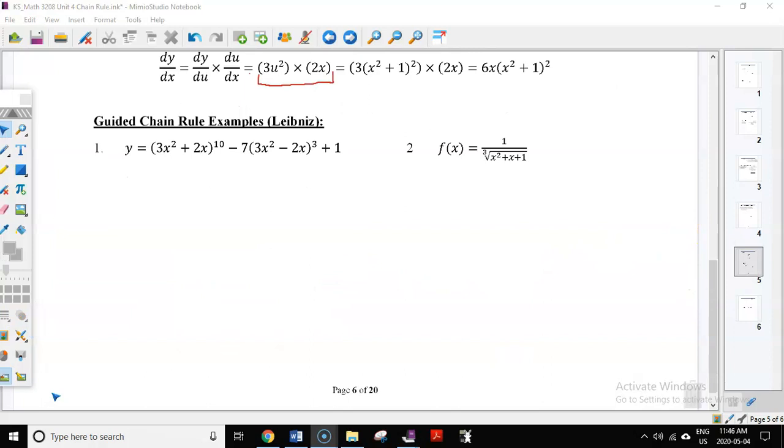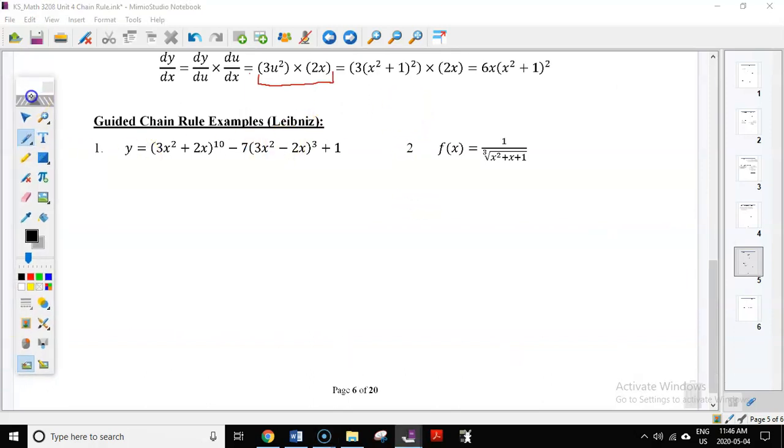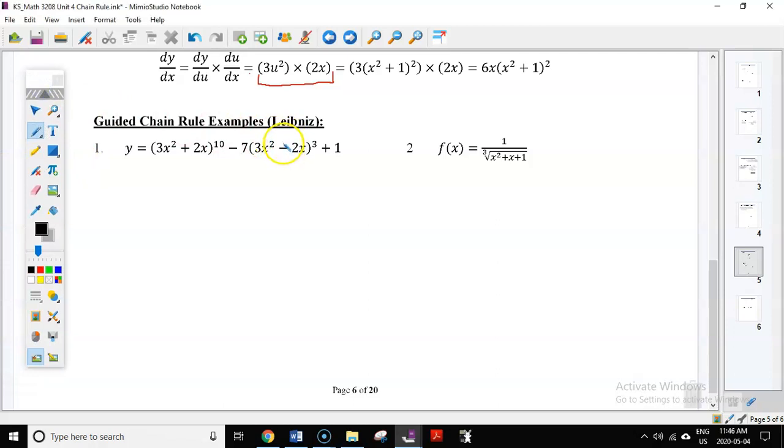So if you look at the brackets, you can see that they're the same. Sorry, this should be a plus. Which means we can let u be the bracket. So u would actually equal 3x squared plus 2x. And part of our answer requires us to get dy du, which means we get 10u to the 9 minus 21u squared.